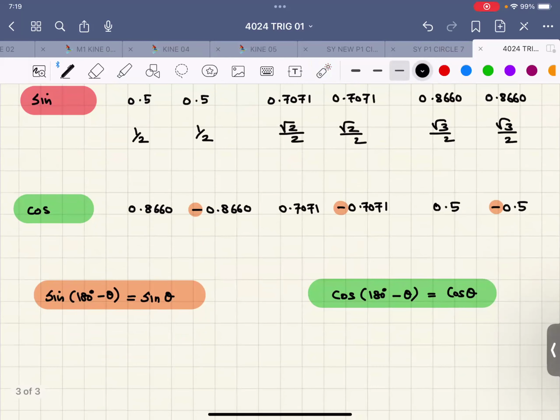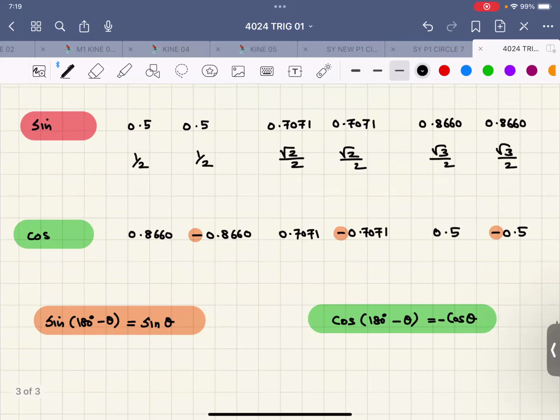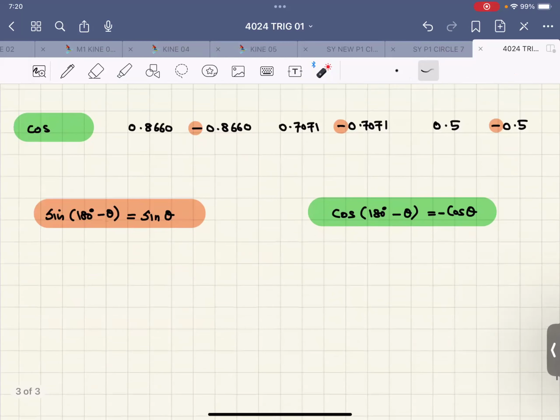So now in this one, I just have to put a negative sign. Why? Because in cosine, the rule is they are numerically the same, but one of them is negative. So if I have negative on both sides, that would be equal. So cosine 180 minus theta is negative cosine theta.